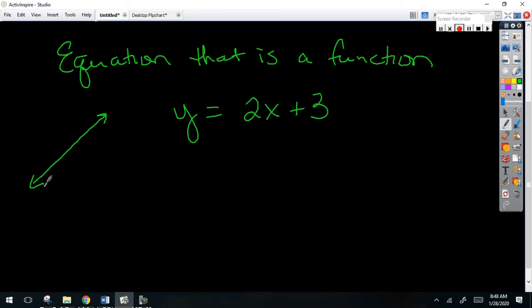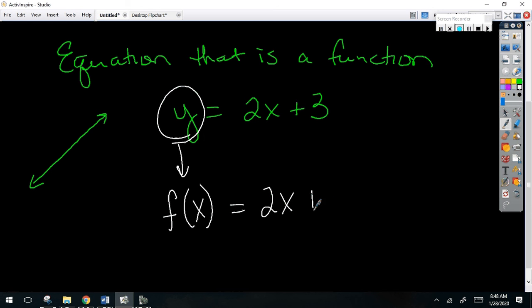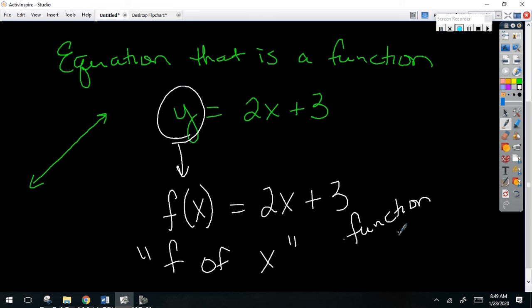So what we can do is replace the y with this, and we read this as f of x. It literally means function of x. So if you ever see it, it's the same thing as y equals. It's just saying, this is y equals, but when you graph it, understand this is a function. Every input has one output.